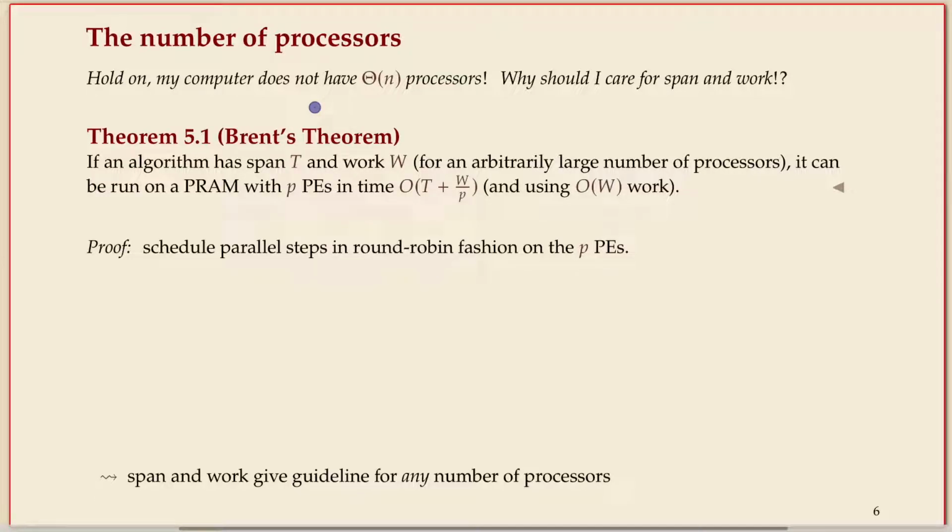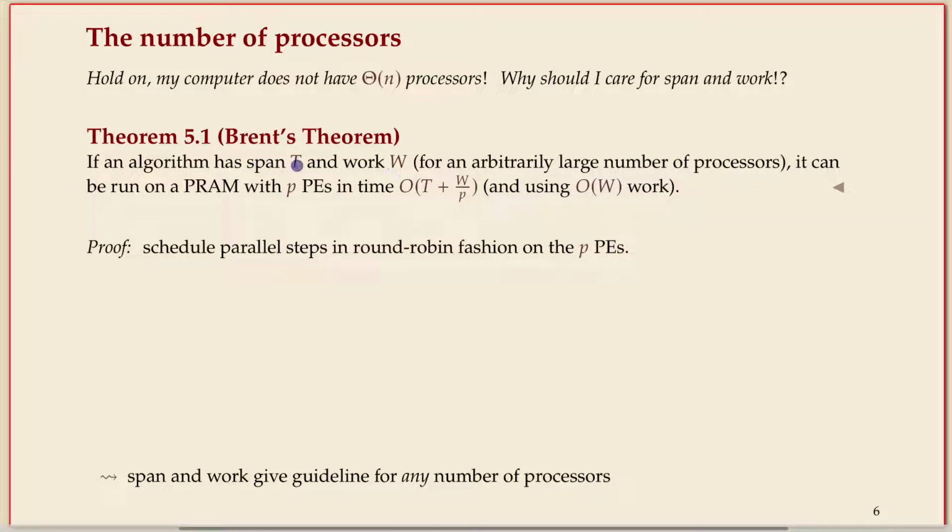And the reason is Brent's theorem, which says whenever you have some parallel algorithm with span t and work w, or time t, work w, I'll use span to avoid the confusion with time. I sometimes use span to avoid the confusion with time. You can also call it parallel time. That is all the time we define, the number of time steps till everyone's finished.